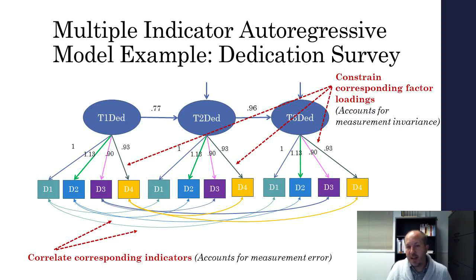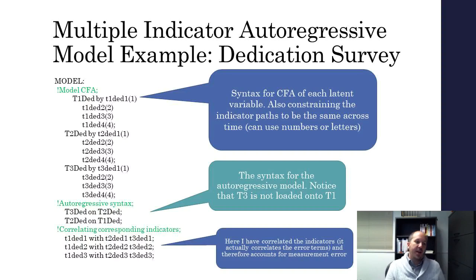On this next slide, I have the syntax for what this looks like. So here's the syntax for that. I've kept in my notes here as well to show what each set of syntax is doing. Starting at the top there, we have our model CFA. So we have time 1 dedication by the time 1 dedication 1, 2, 3, and 4. Time 2 dedication with the time 2 dedication 1, 2, 3, and 4. And then time 3 dedication by time 3 dedication 1, 2, 3, and 4. And that's going to set up the latent variables.